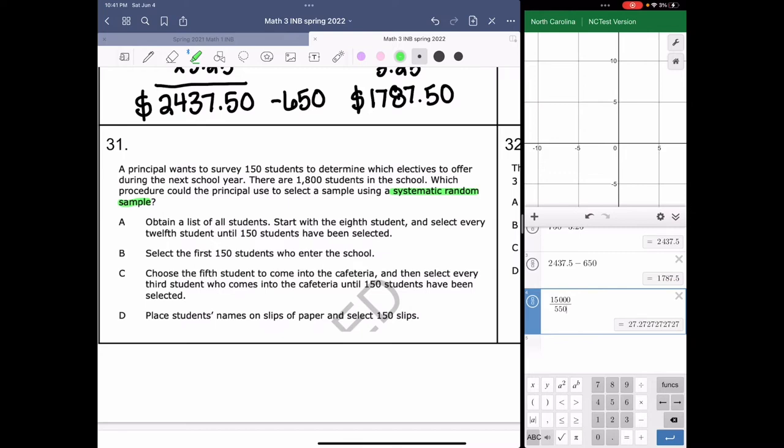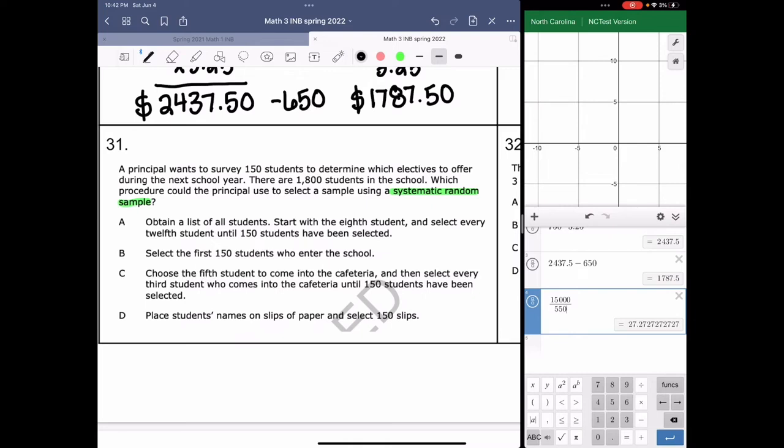procedure to pick them. So it's not just I'm going to put all 1,800 students in a hat and pull their names. This is more systematic, where it's a little bit easier. So the first one says obtain a list of all students. Start with the 8th student and then select every 12th student until 150 have been selected. Then the next one says select the first 150 students who enter the school. Choose the 5th student to come into the cafeteria and then select every 3rd student who comes into the cafeteria until 150 have been chosen.